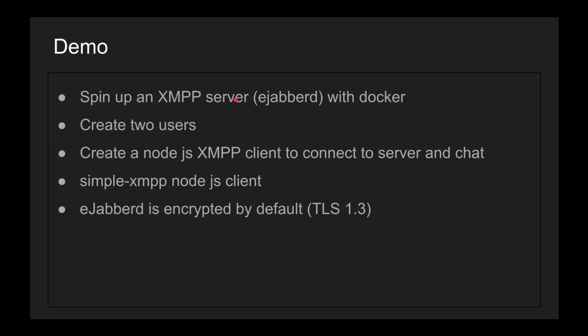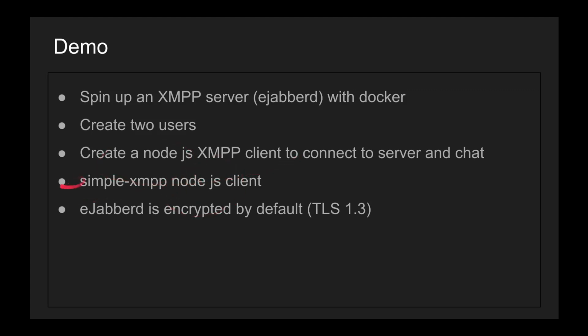I don't want to pollute my server with stuff, right? So spin up with Docker, expose port 5222 to my machine, my public host machine here. And this is the service called eJabberd, and E because it's encrypted by default, which is awesome. We're gonna create two users on my server, and then we're gonna create a Node.js XMPP client to connect to the server, and we're gonna beautifully chat between the two. How about we jump into it?